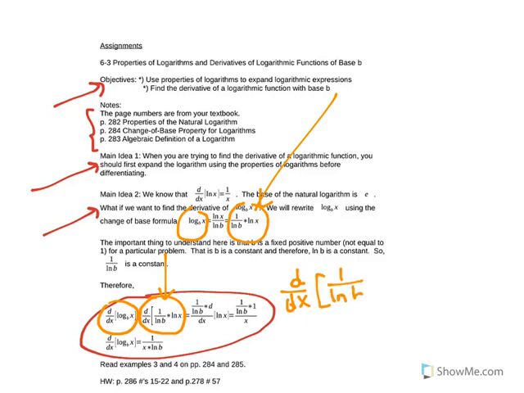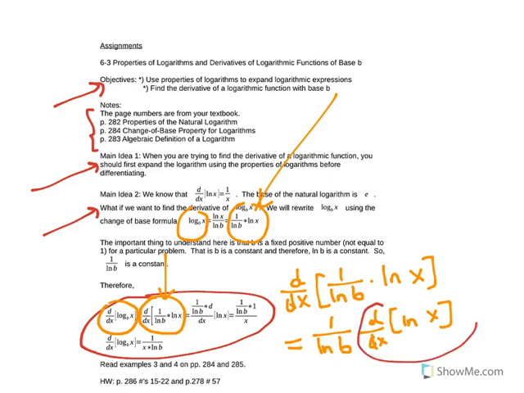And since 1 over natural log of b is just a constant, you're going to use the constant multiple rule to find the derivative. So it'll be 1 over natural log of b times the derivative with respect to x of natural log of x. And this derivative here is 1 over x.